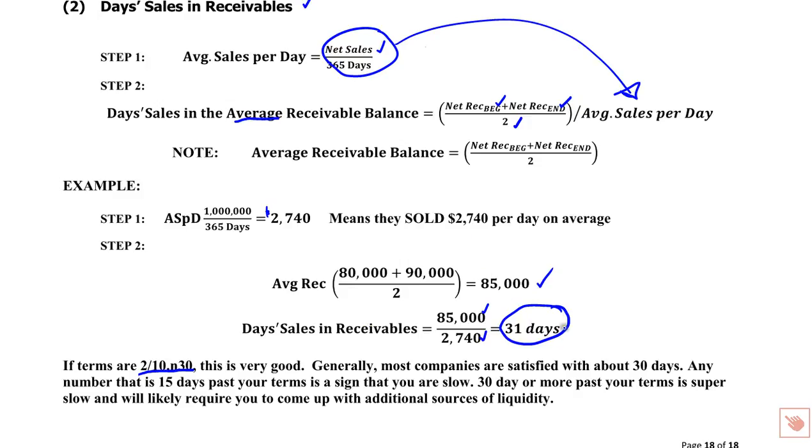If it's a 2/10 net 30 company and it's up around 60, that is bad news. That means they're giving credit to customers that aren't creditworthy, and they're probably going to have a lot of bad debt expense, and maybe have to recover some of the inventory that they sold. But this is a great number, a very, very useful number for analysts.